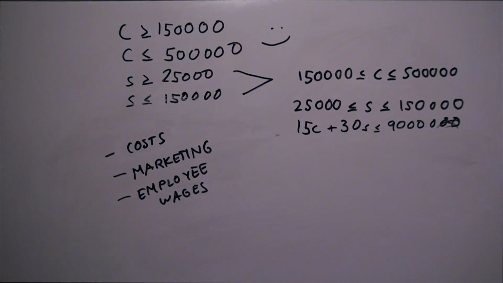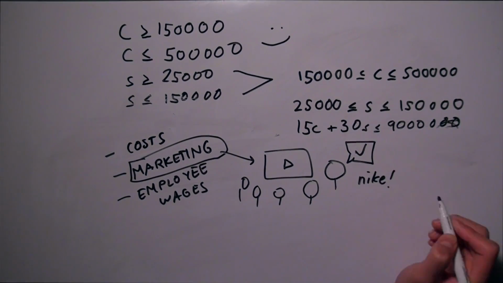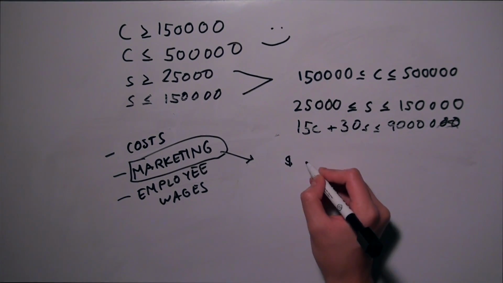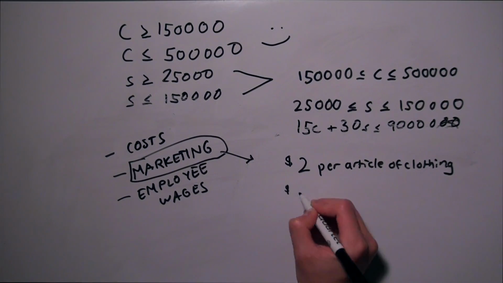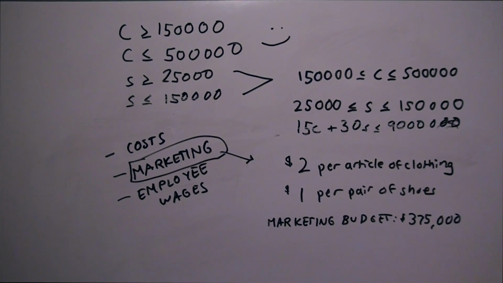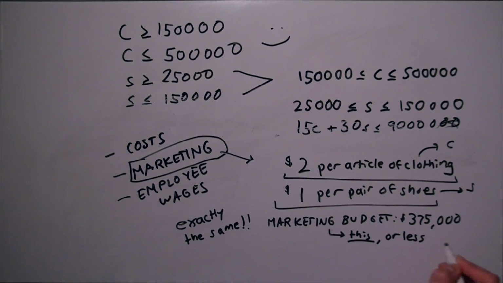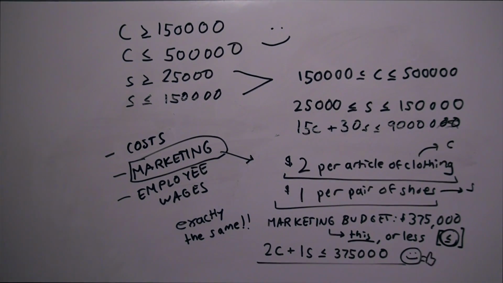Marketing is everything that would be encapsulated in advertising, which everyone would see and say, yes, we're going to buy Nike products. So we know that it takes $2 per article of clothing and $1 per pair of shoes in order to spend a $375,000 marketing budget. It's exactly the same thing as the other constraint. We're going to take 2C plus 1S is less than or equal to the $375,000 budget.